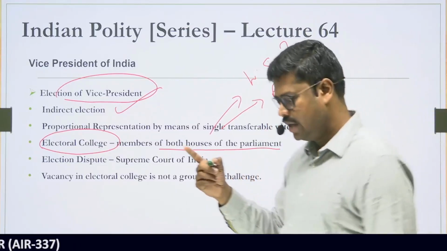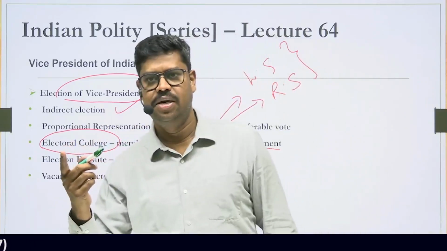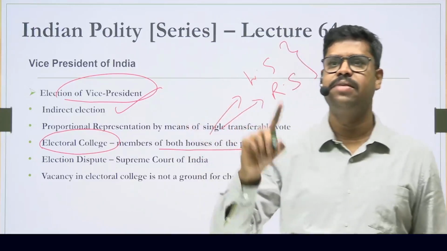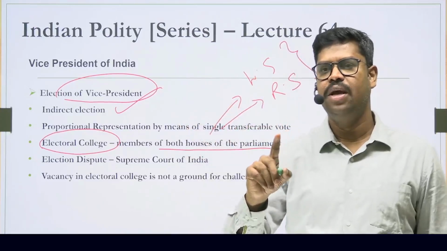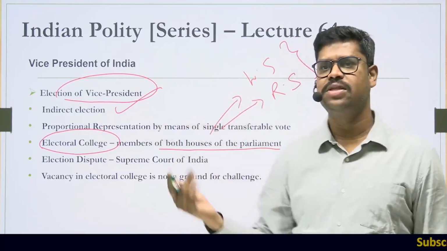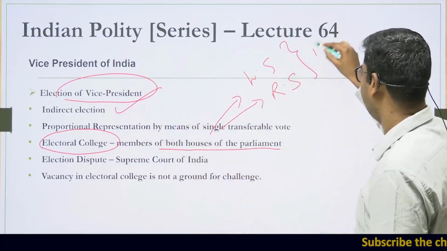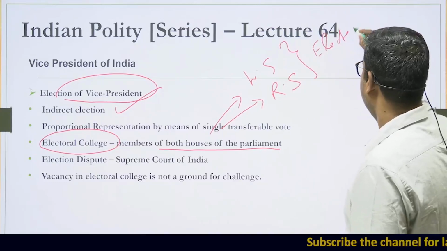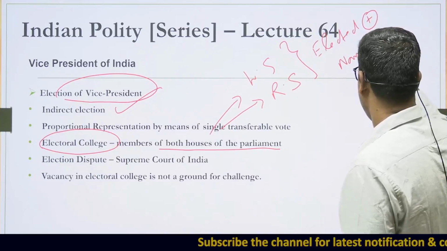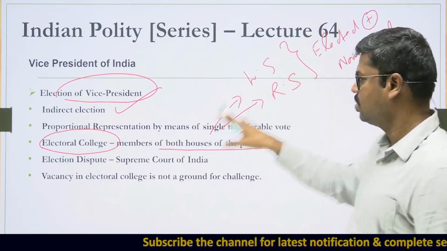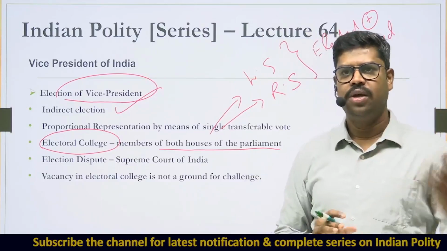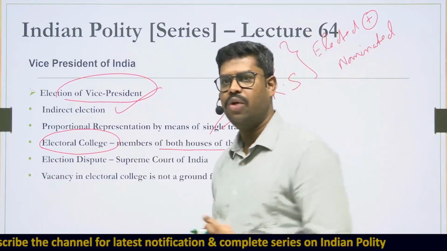Unlike in case of the electoral college of the president, where only the elected members of the parliament are part of it, here in case of the vice president, both elected as well as the nominated members are part of it. So that's very, very important. Do not make a mistake here. Elected plus nominated members. So both the elected as well as the nominated members of the parliament are part of the electoral college. So both can vote in the elections. So that is basically what you'll have to understand.